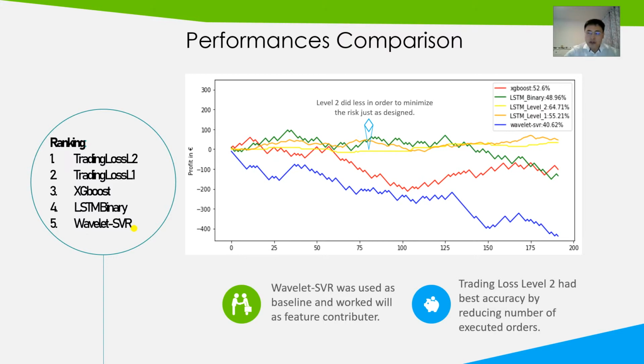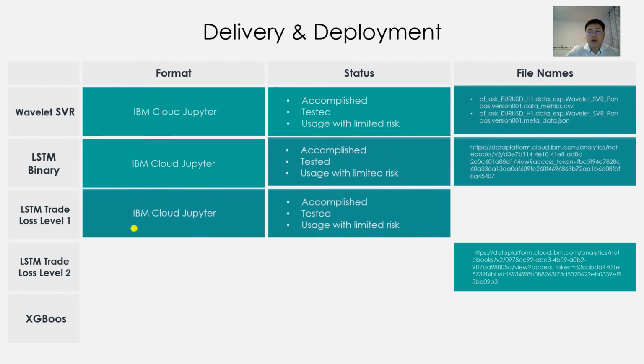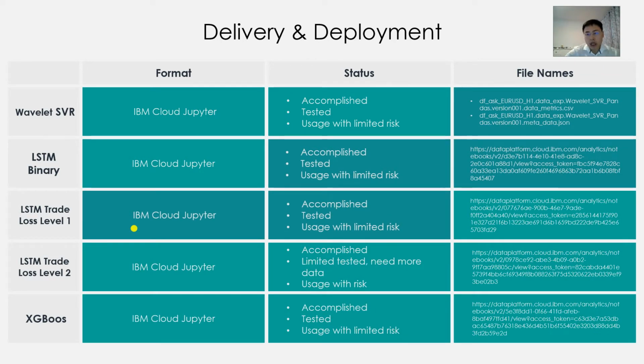The adapted loss function level 1 gave us a good improvement from 40% to 50%, and the level 2 loss function gives us the best solution, from 50% to 64%, which can be used in the trading market for good profit. And in this table, I listed all my Jupyter notebook links. You can get more detailed information from the links.